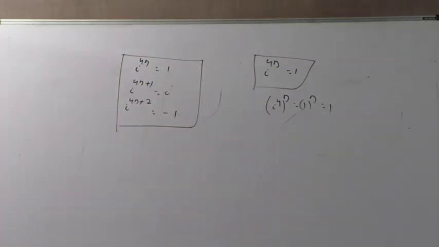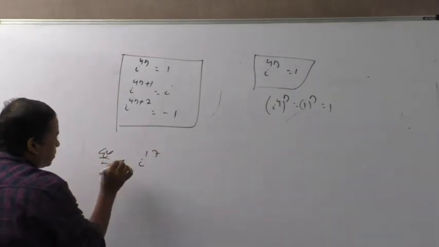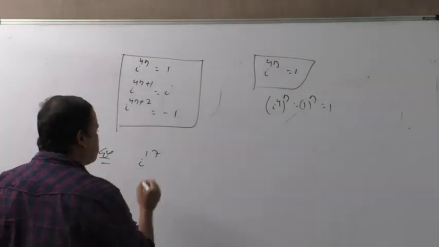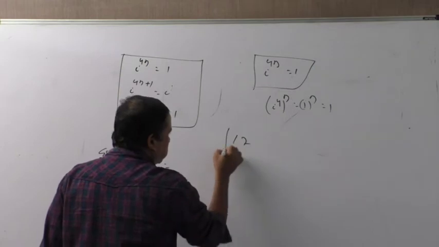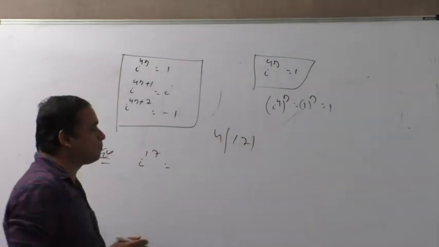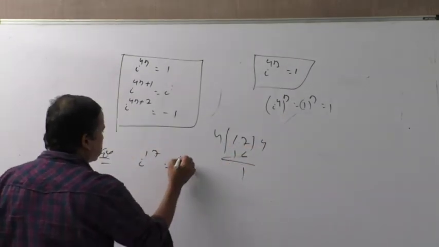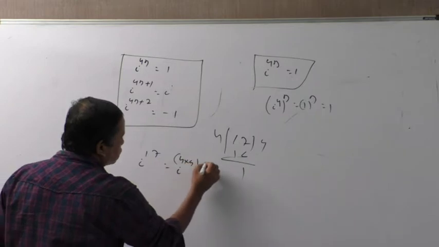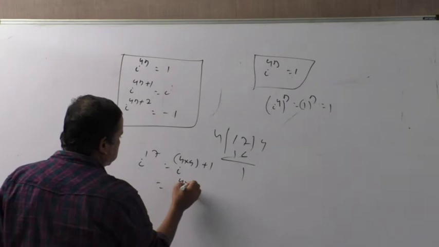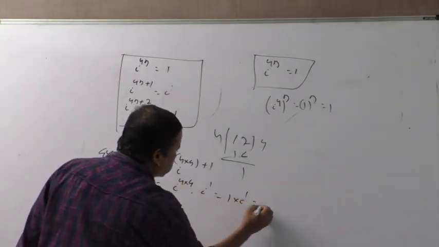Suppose we are given to find the value of i to the power 17. Take an example: i to the power 17. How to find the value of i to the power 17? I can divide 17 by 4. That is 4 fours are 16, remainder 1. So I can write 4 into 4 plus 1, that means i to the power 4 into 4, into i to the power 1, that is 1 into i, which is i.